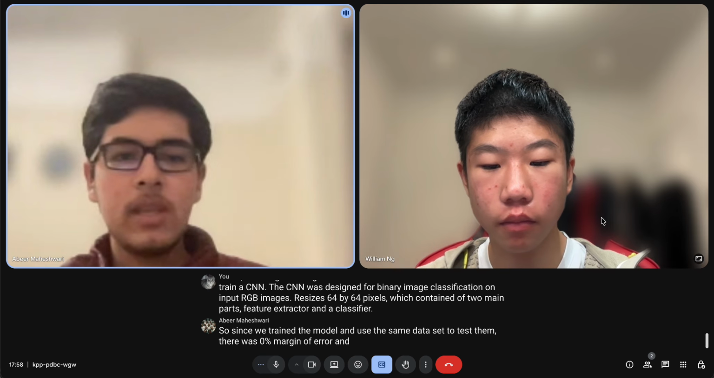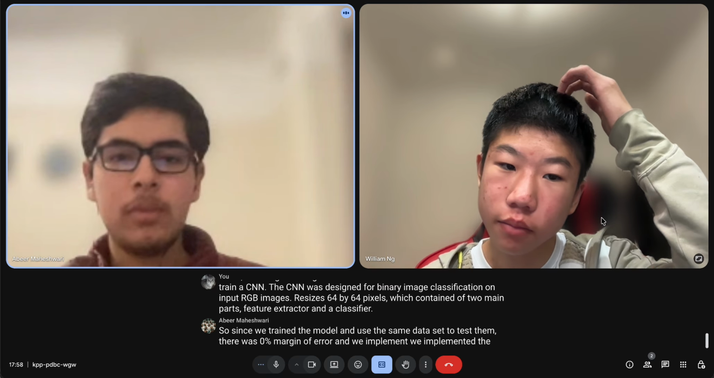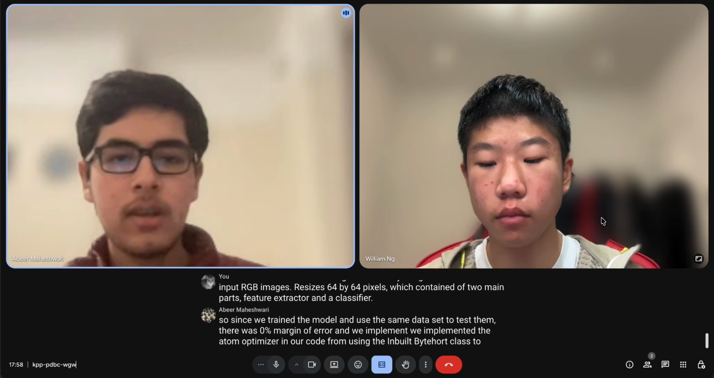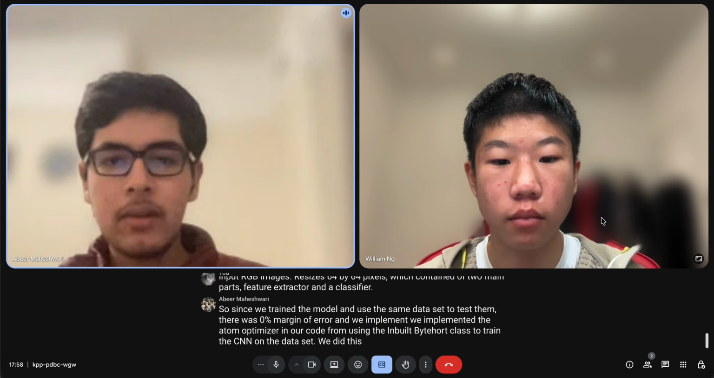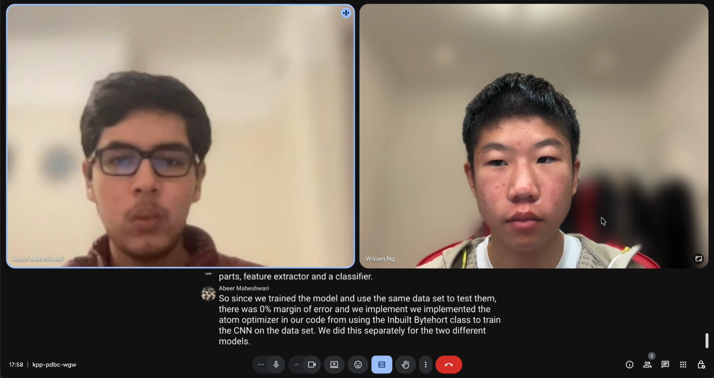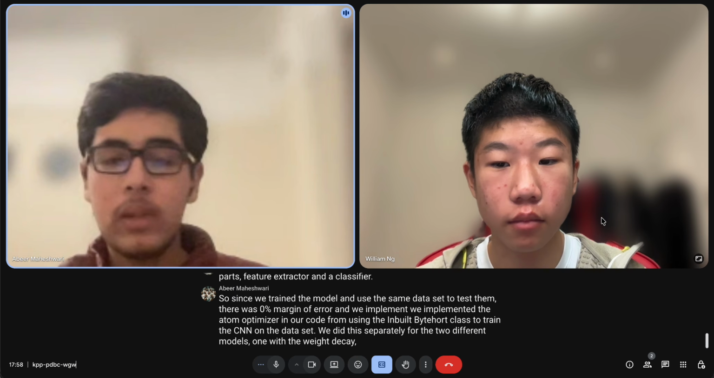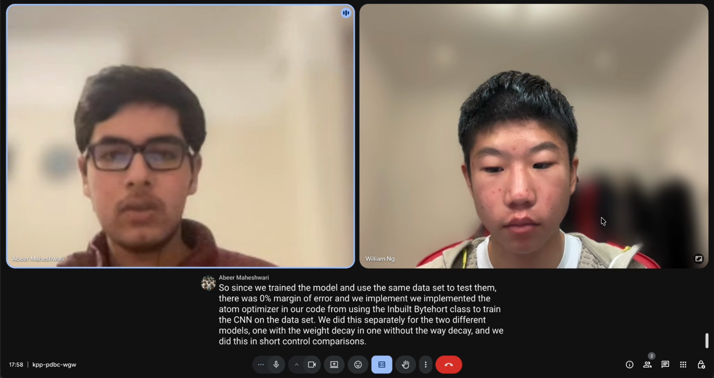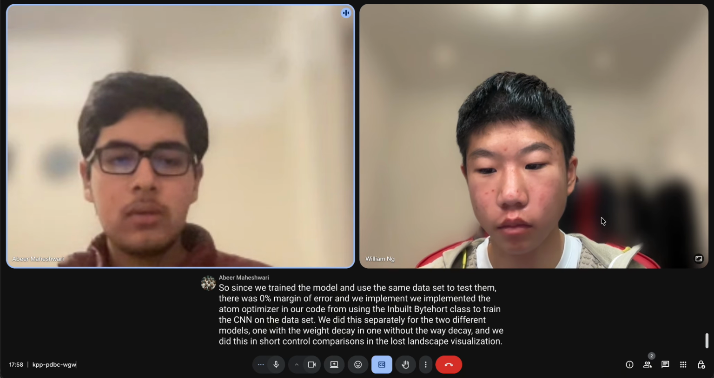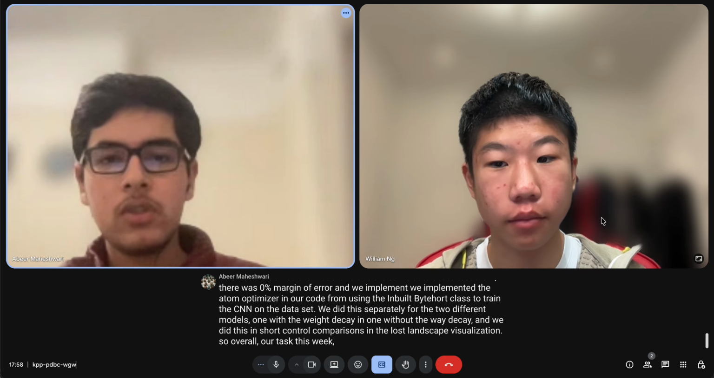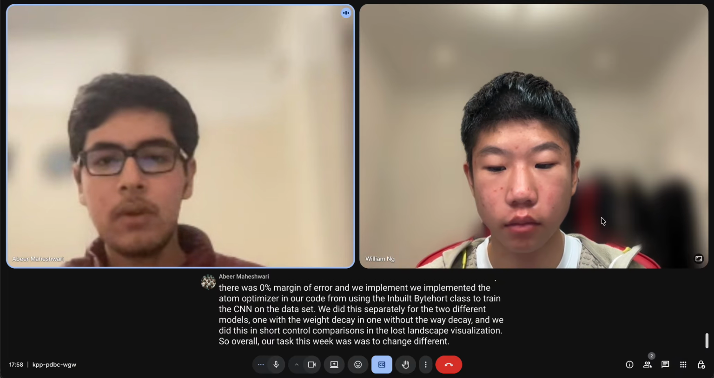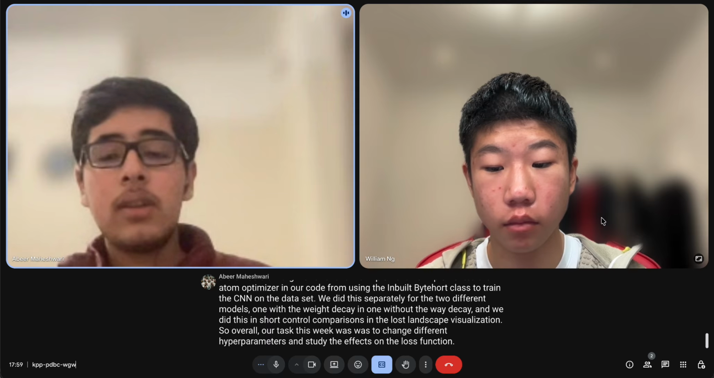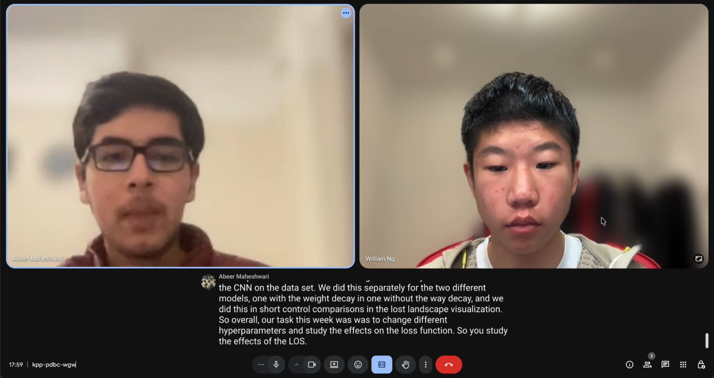error. And we implemented the Adam optimizer in our code using the inbuilt PyTorch class to train the CNN on the dataset. We did this separately for the two different models, one with the weight decay and one without the weight decay. We did this to ensure controlled comparisons in the loss landscape visualization. So overall, our task this week was to change different hyperparameters and study the effects on the loss function.